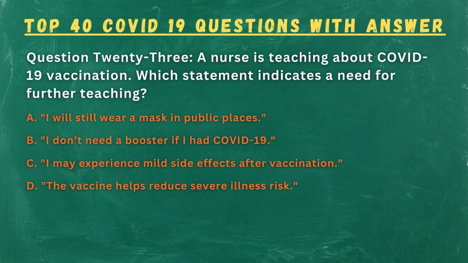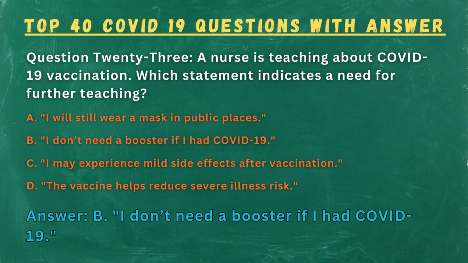Question 23. A nurse is teaching about COVID-19 vaccination. Which statement indicates a need for further teaching? A. I will still wear a mask in public places. B. I don't need a booster if I had COVID-19. C. I may experience mild side effects after vaccination. D. The vaccine helps reduce severe illness risk. Answer: B. I don't need a booster if I had COVID-19.